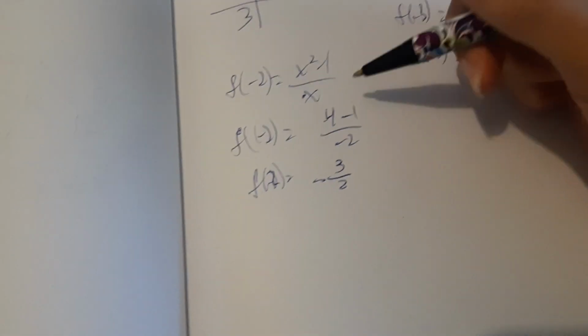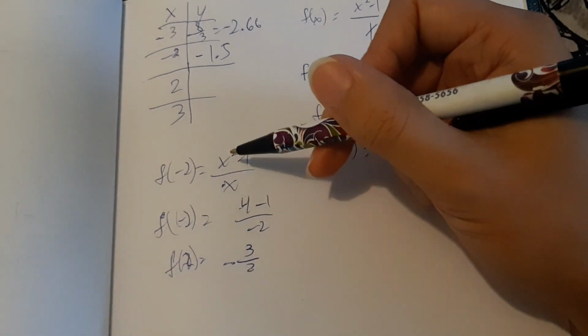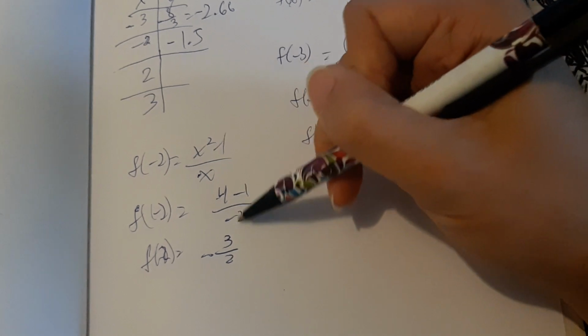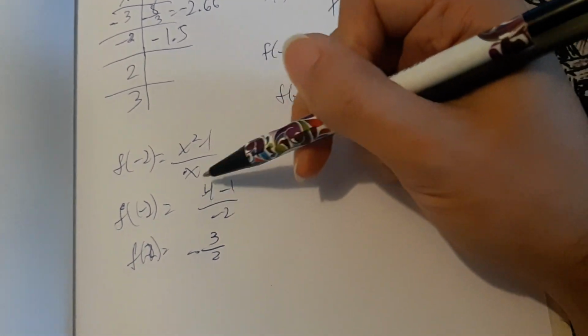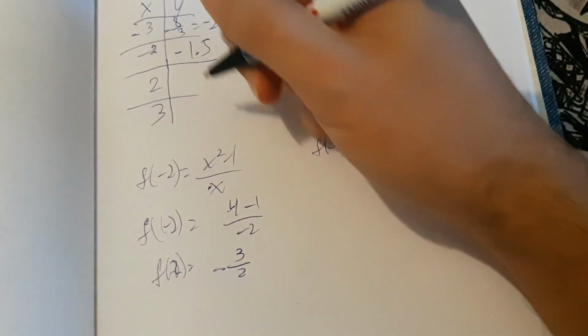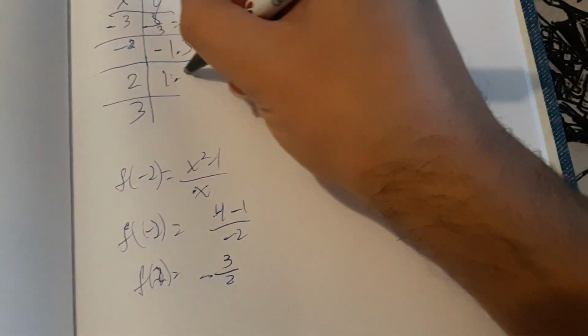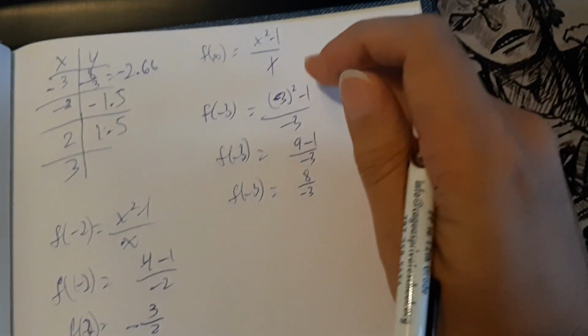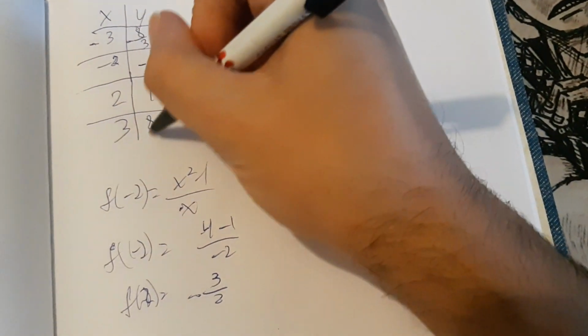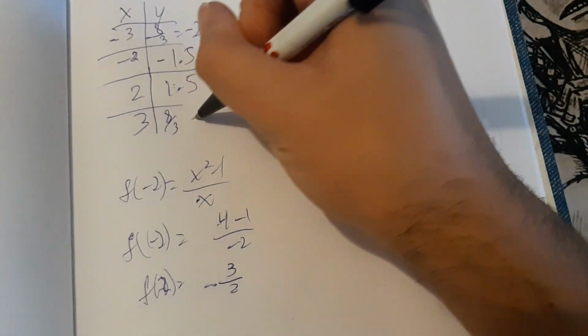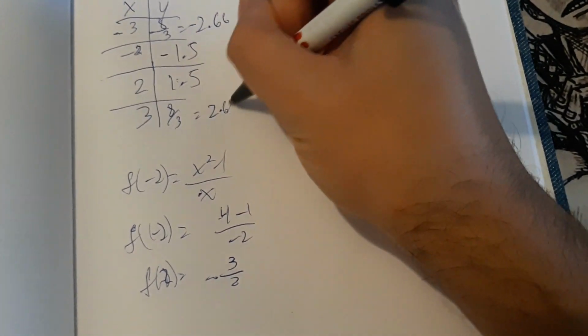Then for positive, it's the exact same thing except for the sign. If it's -2, this would be negative. If it's positive 2, it's still going to be the same except for the denominator, which is going to be positive. So we have positive 1.5. And then the exact same thing for 3. It's 9 minus 1 divided by 3, which would be 8/3 or around positive 2.66.